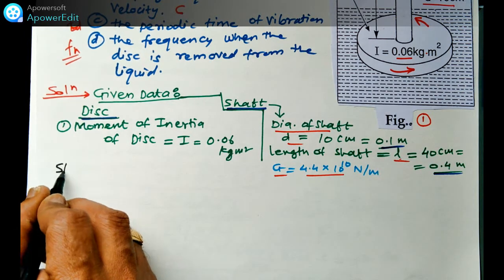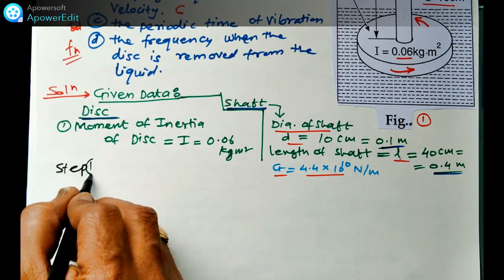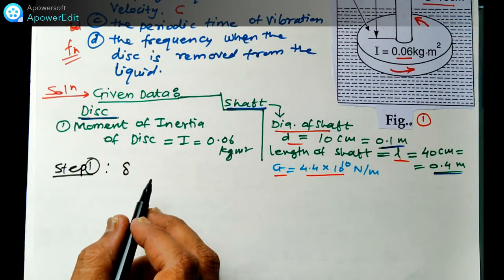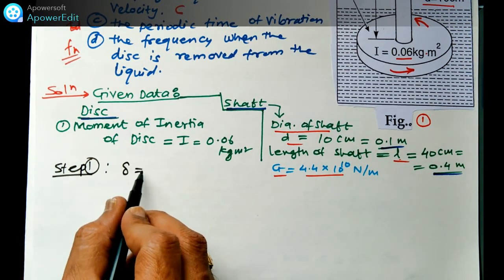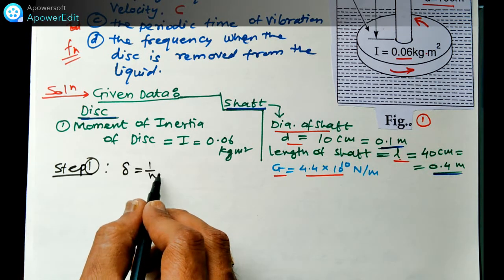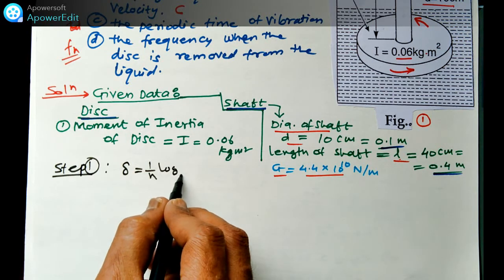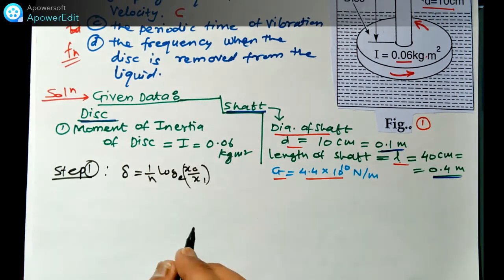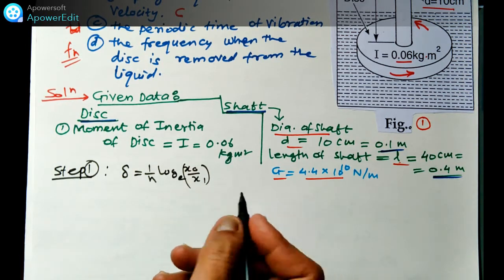Step 1 is to find out the logarithmic decrement. How can we find it? By using this formula: delta equals 1 by n, log to the base e, x0 by x1 or xn.